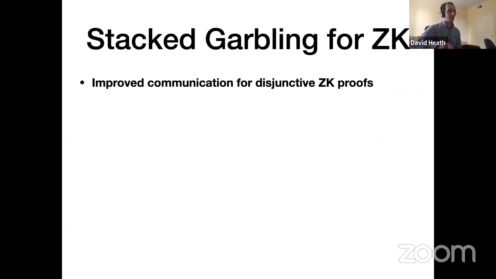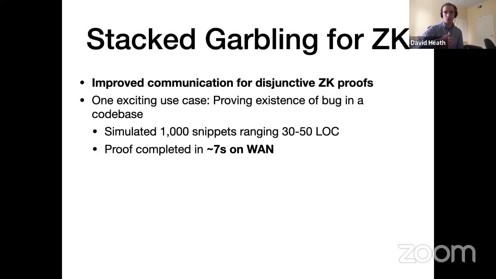So this was stacked garbling for zero knowledge. Again, we improved the communication for disjunctive zero knowledge proofs for this garbled circuit for zero knowledge paradigm. And I showed one pretty exciting use case of how to make use of this improvement, which is about proving the existence of a bug in a code base.